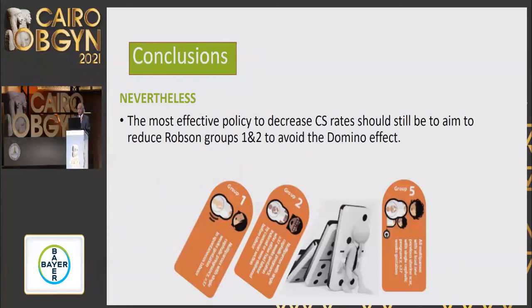Nevertheless, the most effective policy in reducing VBACs and cesarean sections is to target groups 1 and 2 of the Robson's groups we talked about. So really think once and twice and 10 times before you offer a nullip a cesarean section, because this is the only way you can stop this dominance effect we talked about.